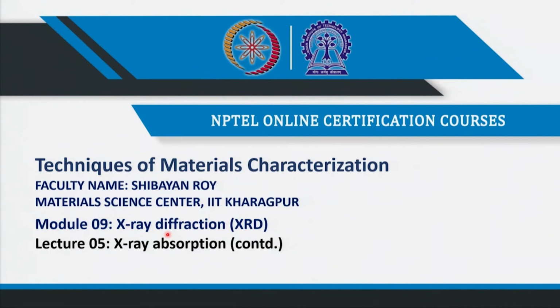Welcome everyone to this NPTEL online course on techniques of materials characterization. We are still continuing with module 9 and we are now discussing X-ray diffraction. Until now we have discussed the history of X-ray, then how X-ray diffraction came in by the Braggs, and then X-ray sources, how the X-ray is generated. We discussed the continuous spectrum and the characteristic spectrum, and in the last class we just began with X-ray absorption, which we will continue now.